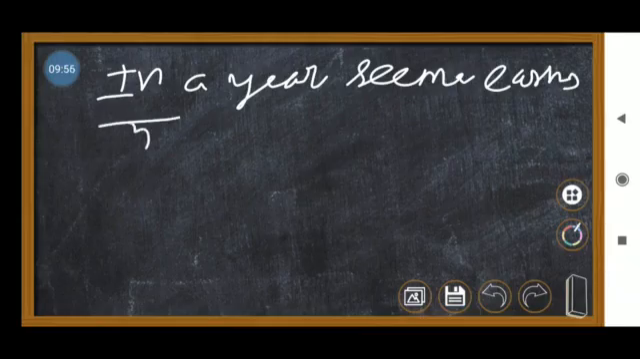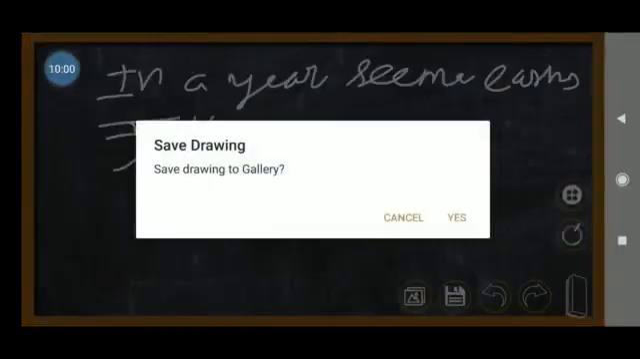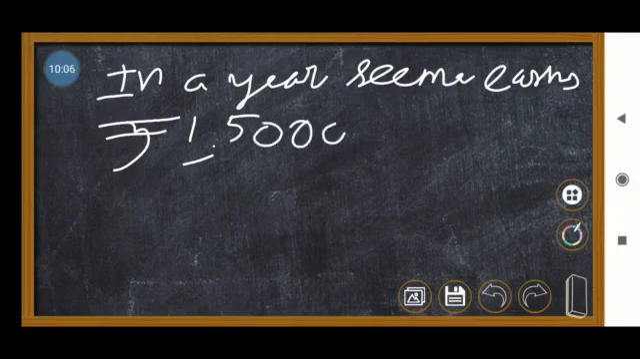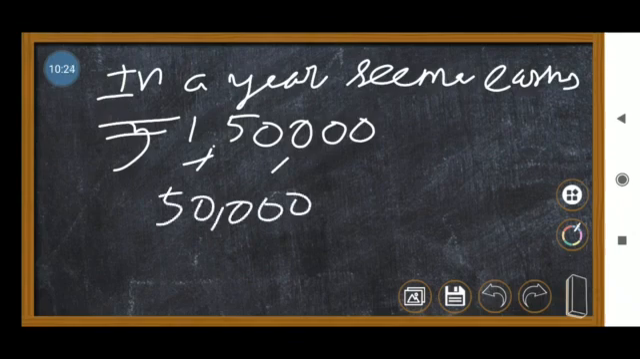1,50,000 amount, and saves 50,000. So the saving amount is 50,000. And so what is the question?